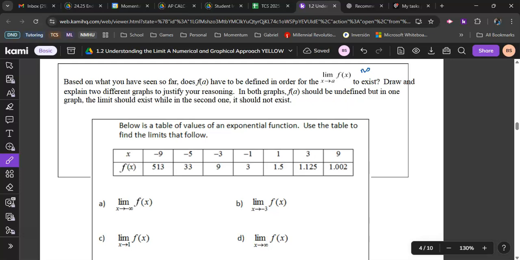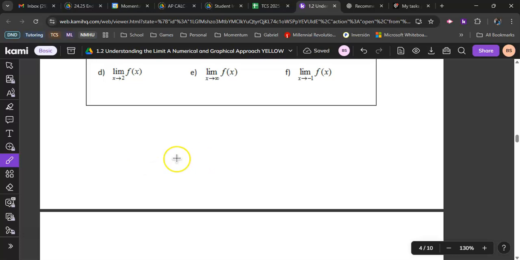I don't really have room there. It kind of bunched those up, didn't it? Let's just do this. I didn't realize that it pushed these things up into here. So we'll do it down below, okay? In both graphs, f of a should be undefined, but in one graph the limit exists, and in the second one it doesn't. So let's go down to the bottom of the page and answer it there because it shifted everything up on us. Is yours like that too, or is it just mine? No. It is yours as well? Okay. All right, I need to go fix this lesson apparently.